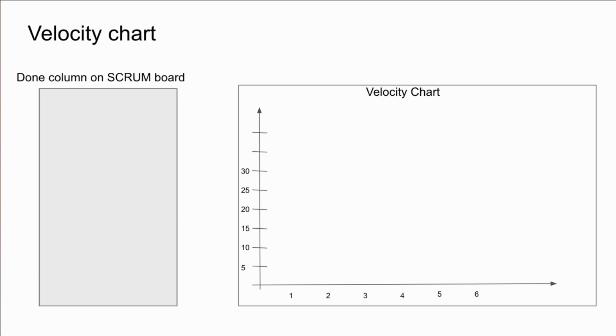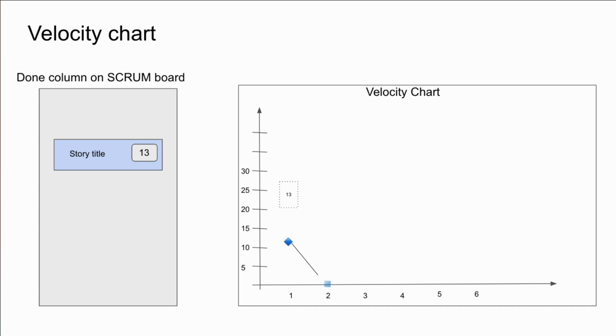For the velocity chart, we're looking at the done column from the Scrum board. So remember from the team performance, we were looking at how many story points were in the done column. So let's say that for sprint number 1, the team completed a story that's worth 13 points, and that means that for sprint 1, the team has an actual velocity of 13.